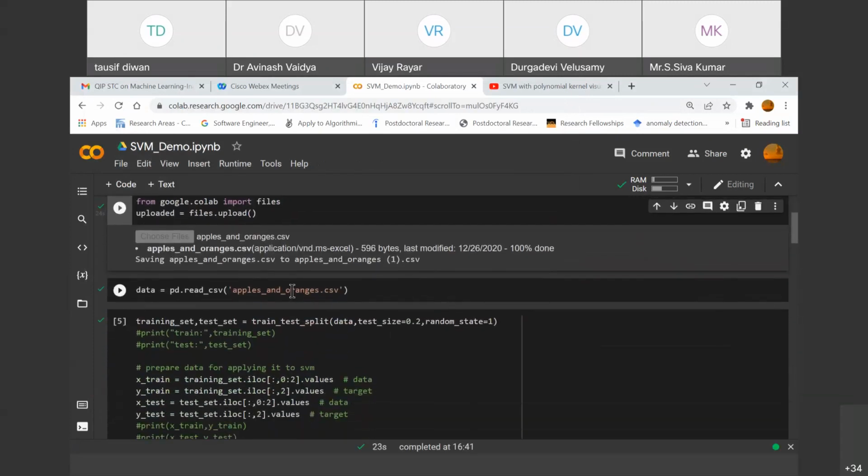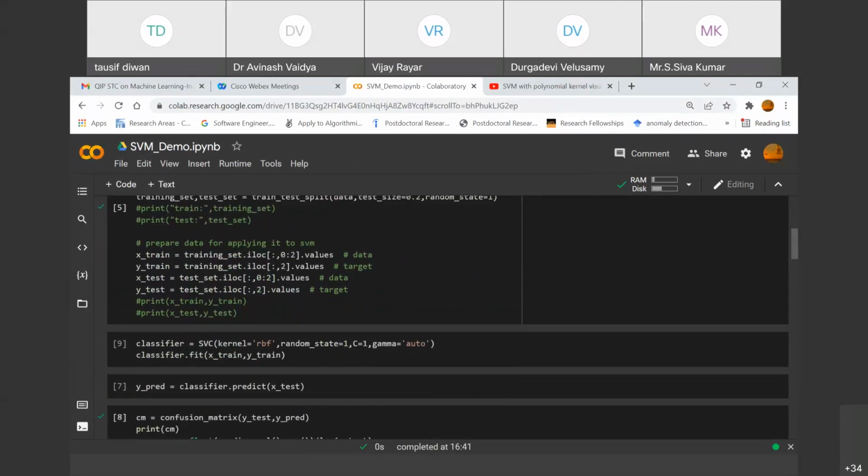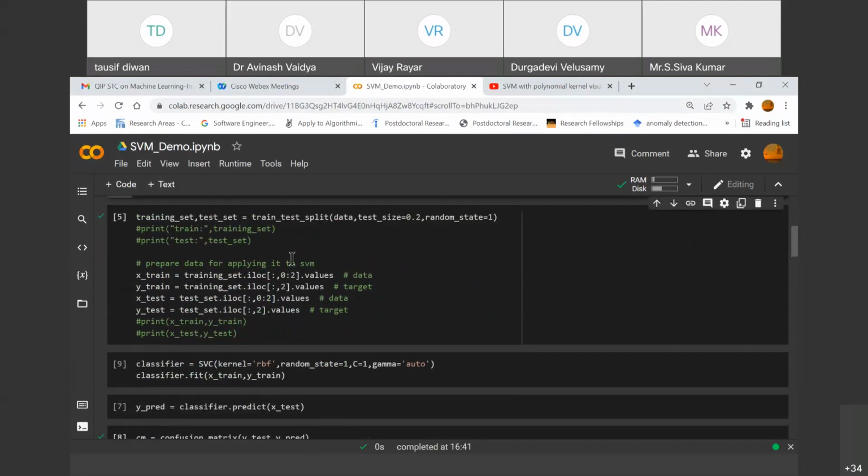Then we can just read this using pandas. See here, now that Excel sheet is read. After that, see, the training and test sets are divided. Test size is 0.2, meaning 20% of the data is used as the test set. Total 40 samples are there, so 20% is used as the test set, which means 8 samples are considered as the test set over here.